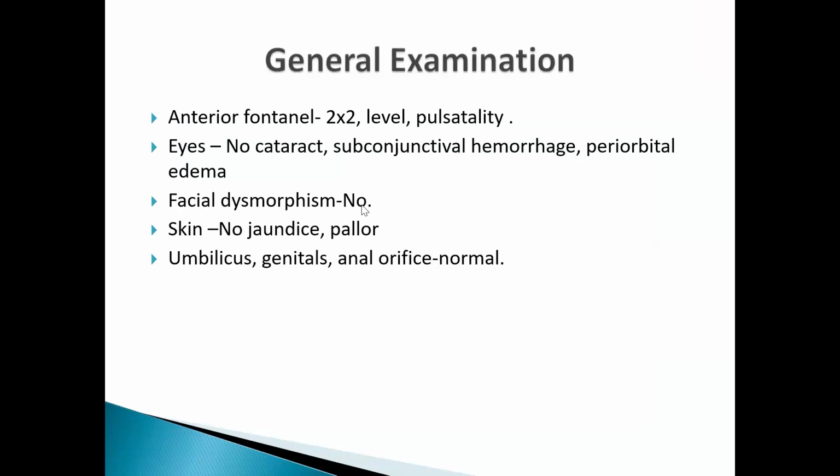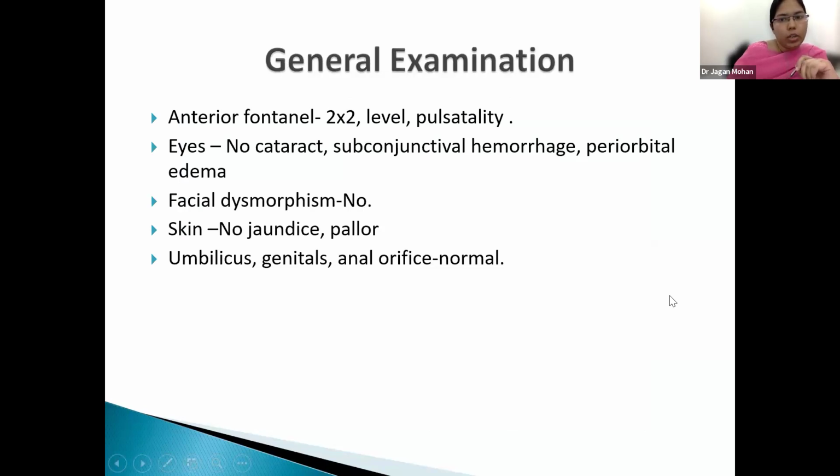There is nothing significant in the general examination. Anterior fontanelle is 2 into 2, level and pulsatile. There is no cataract, subconjunctival hemorrhage or periorbital edema. There is no facial dysmorphism. On the skin, there is no jaundice or pallor. Umbilicus, genitals and anal orifices are normal.